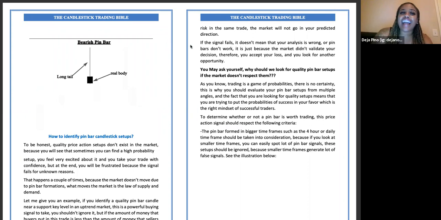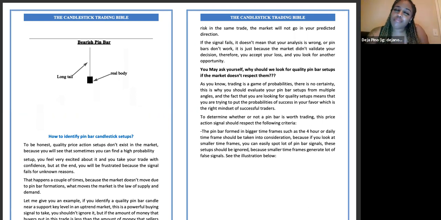Then the market will not go in your predicted direction, okay? So I want y'all to understand, even when you're marking up a chart, I know some of us have marked up charts. You've looked at the 4 hour, the daily, the 1 hour, the 5 minute, you're at a support level, you're trying to take it up. Every time frame you looked at was in an uptrend.